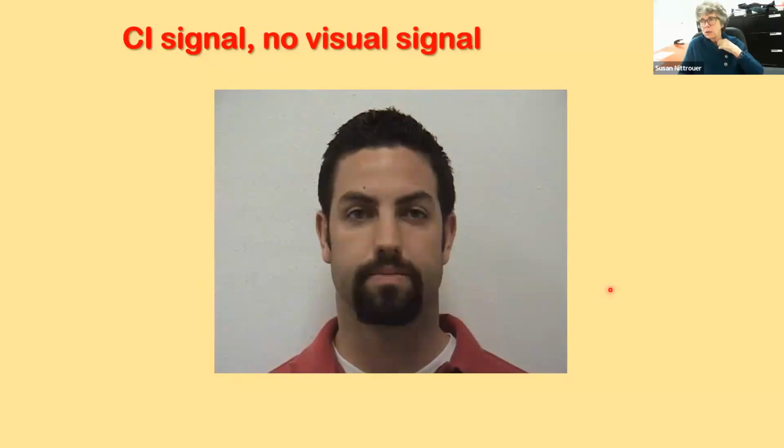Okay, we can also add the visual signal. So now what I'm going to do in this demonstration is you'll get to see this fellow say a sentence with no visual signal. Then you will see it with the visual speech signal, and then you will see it with both the visual signal and that low frequency signal supporting the cochlear implant signal. Okay, here we go.